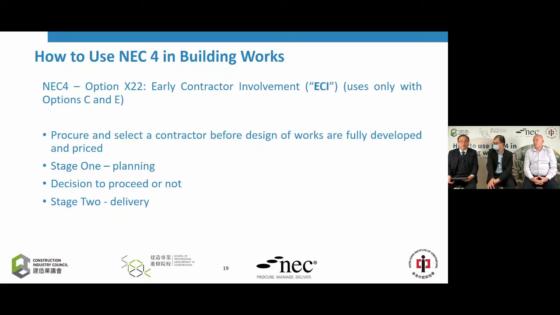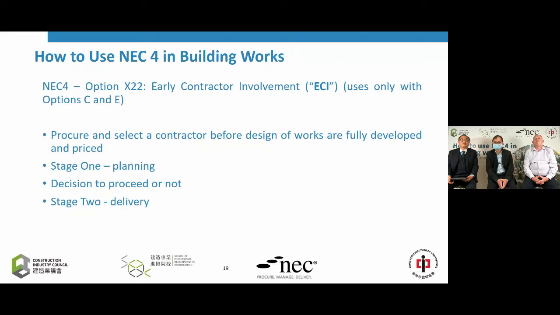So let's first of all look at what we mean by ECI, which is provided in optional clause H22 in NEC4. And it is recommended in NEC4 that this clause is only used for option C and E. So you have to have either cost reimbursement or a share of the pain. According to NEC4, the procedure, as Robert has just mentioned, basically involves two stages.